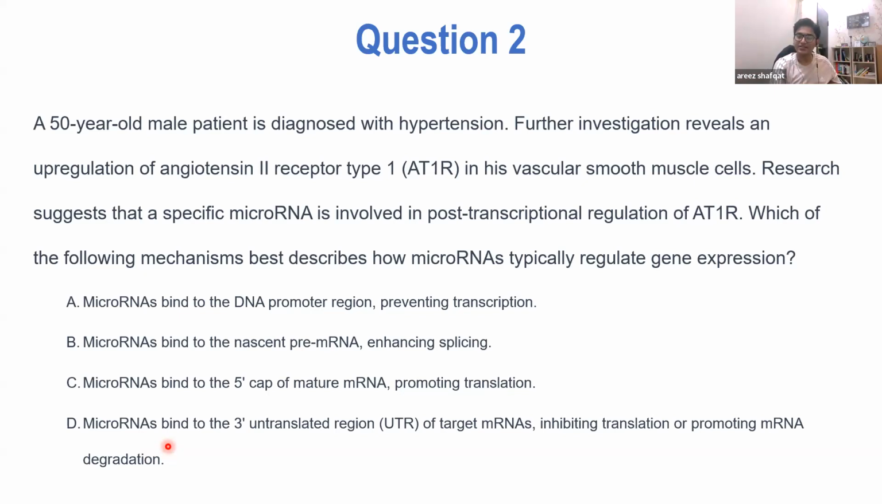MicroRNAs, form of RNA interference. They bind to target mRNAs, inhibiting translation or promoting mRNA degradation. Also know that the enzyme dicer is responsible for their maturation. Okay?